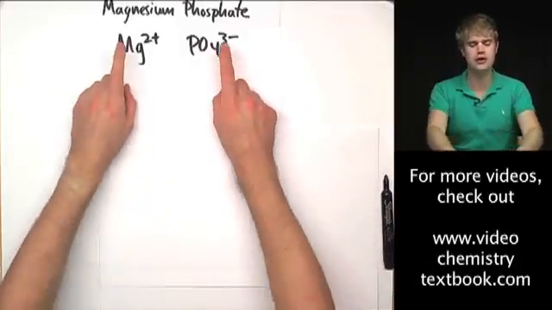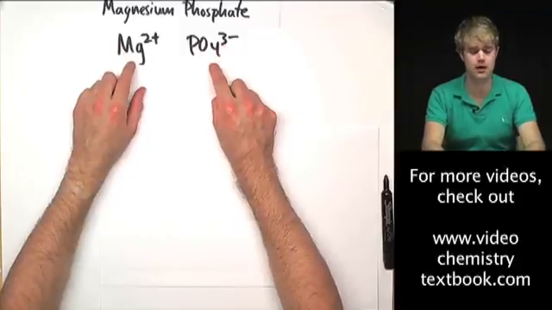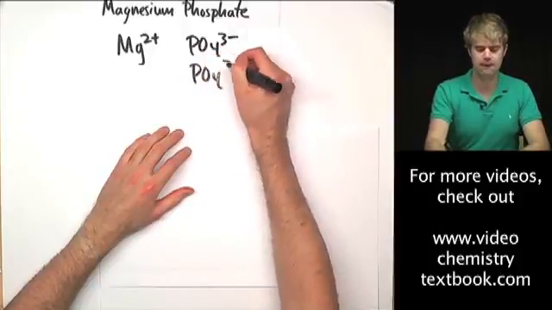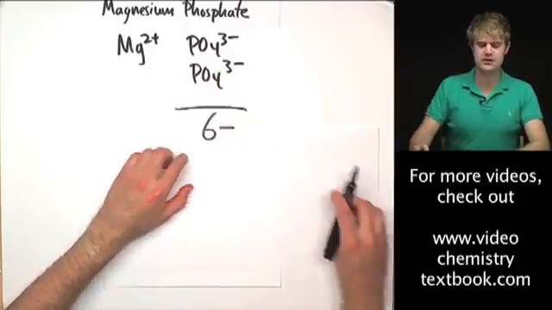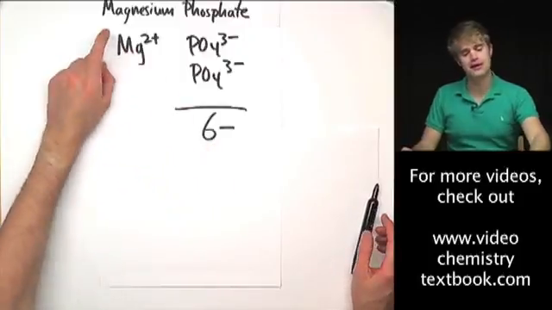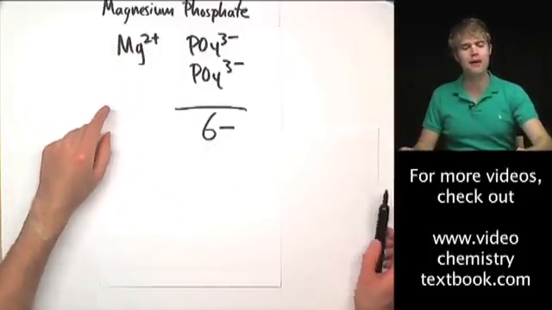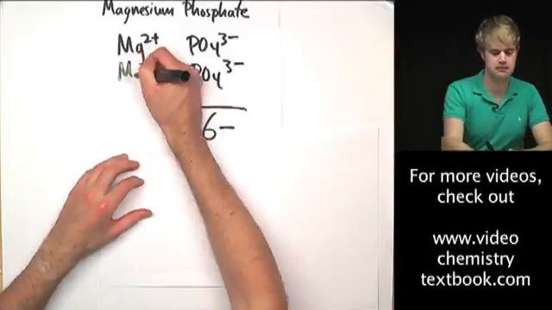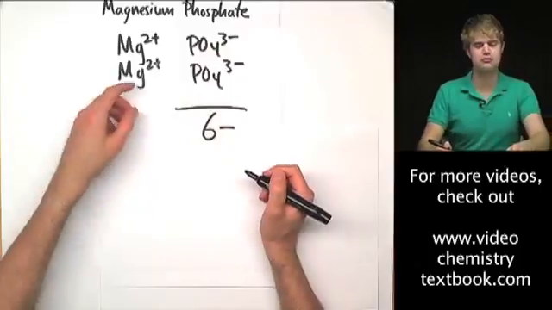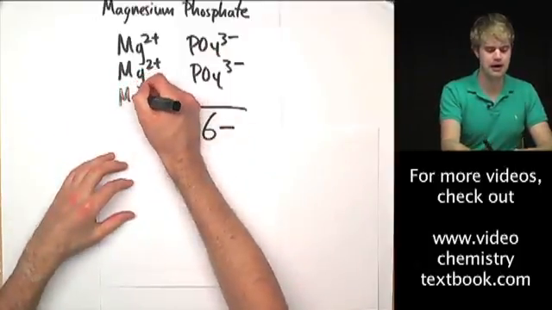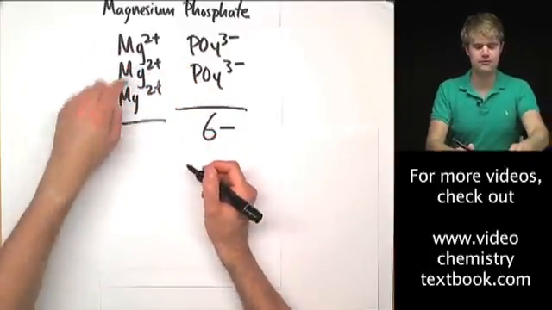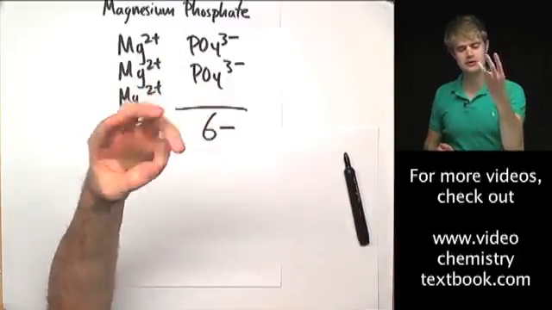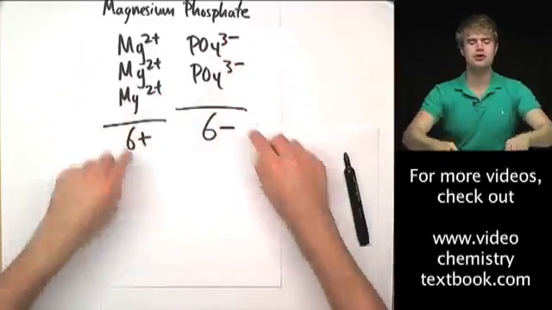So now I want to get the charges to balance, and this is one of the trickier ones because sometimes you've got to do a little thinking before you can figure out how this is going to work. I'm going to add another phosphate here to get a total of 6-. And now I can add 2 more magnesiums to get a total of 6+. So I add another Mg, 2+, now I have 4+, and now 1 more, and I have 3 of them, a total of 6+. So I need 3 magnesiums and 2 phosphates for these charges to balance.